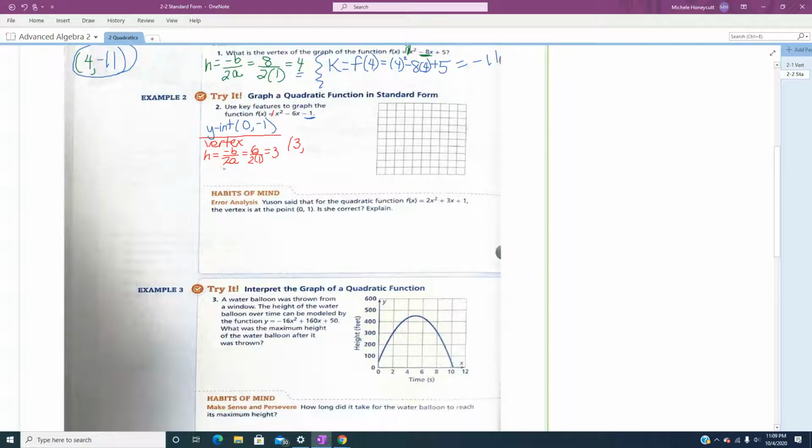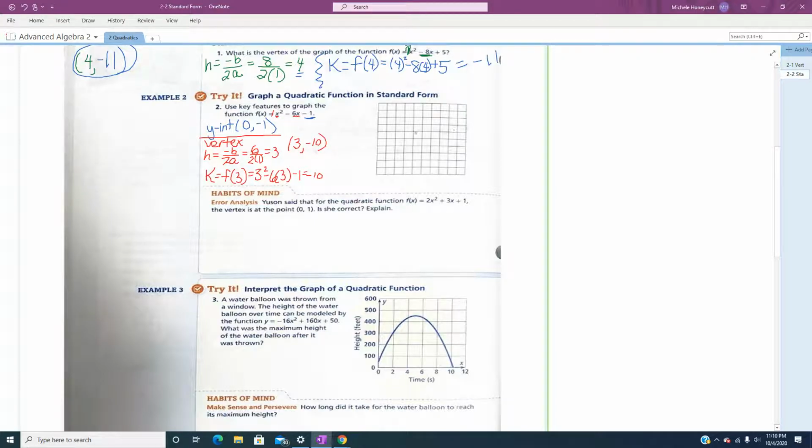Now I have to find the k value. So to find k, I'm going to find f of the h, 3, which means take 3, substitute in for each x in the formula. So 3 squared minus 6 times 3 minus 1. So that would be 9 minus 18 is negative 9. And negative 9 minus 1 is negative 10. So I have a vertex at 3, negative 10.